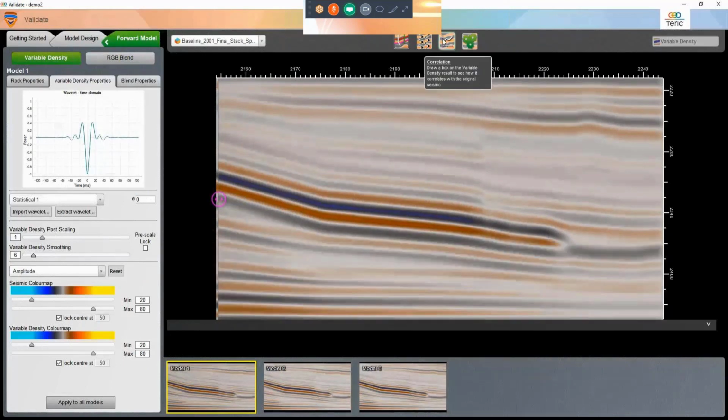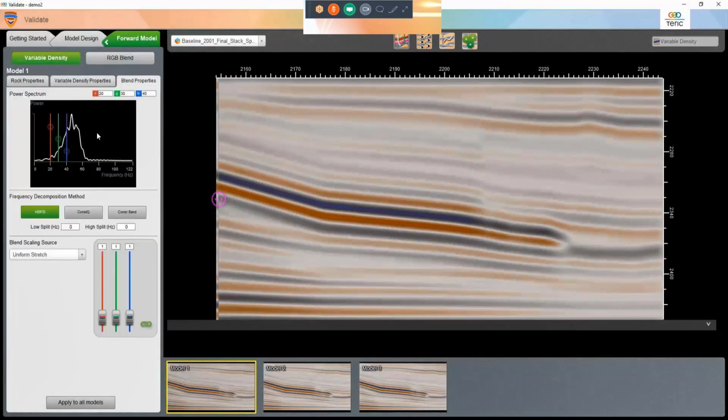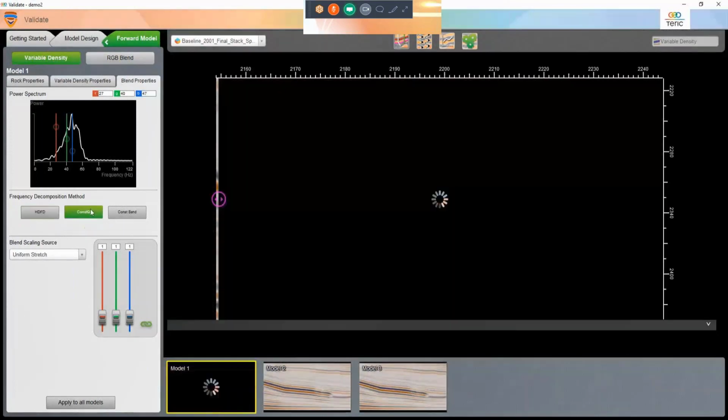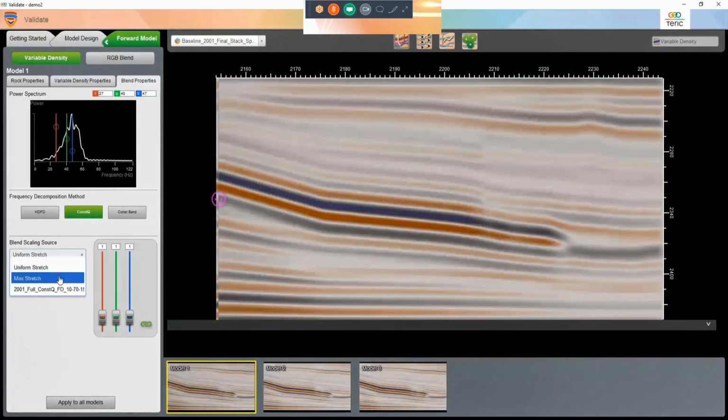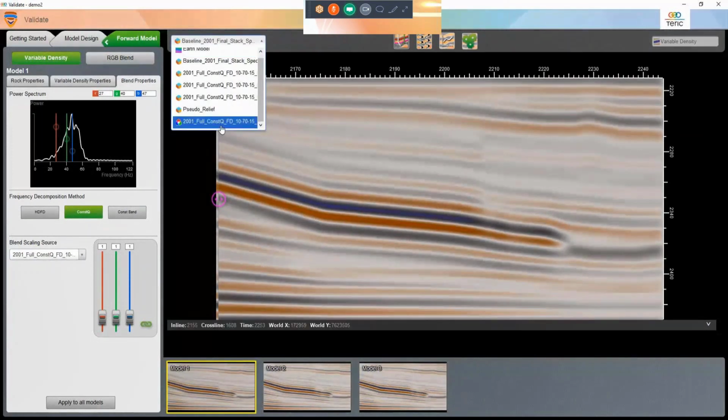And we can see a dimming at the location where we have the water. So then the next phase will be the frequency decomposition. I'm going to use the same frequency bands that I used for the original blend. It's a constant Q, and we choose our blend to automatically take out the scaling that was applied.